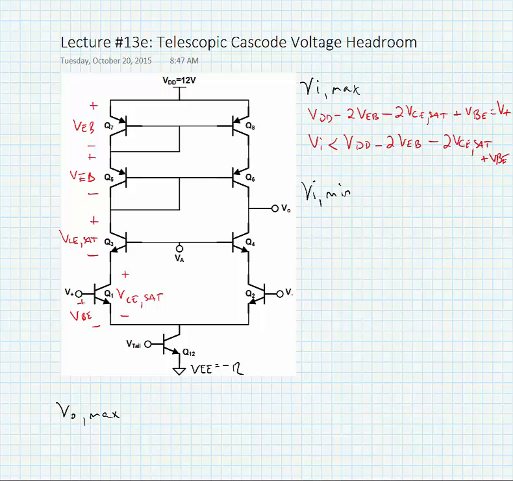Alright, now let's work from the bottom side. For VI min, we know that we need a VCE sat for Q12 and a VBE for Q1.